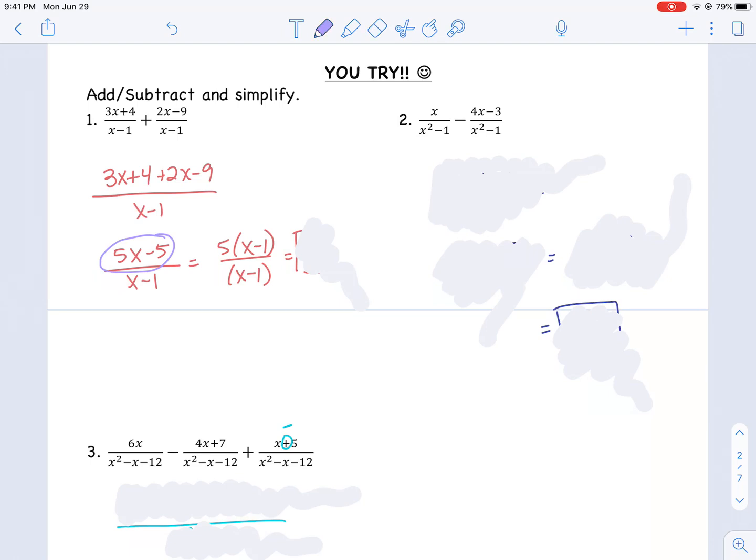And if you notice now, there's an x minus 1 factor on the top and the bottom that I can reduce, leaving me with a final answer of just 5, or 5 over 1. Hopefully you got the same thing. All right, let's do a subtraction one.